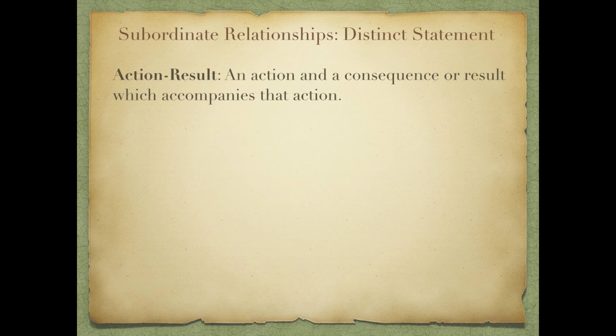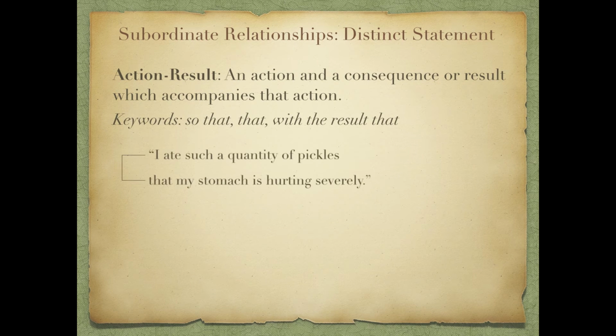Next is action result. This is an action and a consequence or result which accompanies the action. Okay? Keywords include so that, or with the result that. How about this as an example? I ate such a quantity of pickles that my stomach is hurting severely. Okay, so I have the action, me eating the quantity of pickles, and now the result that comes from that, my stomach is hurting severely. Or this well-known example from Scripture, God so loved the world that he gave his one and only Son. This would be an action and a result which accompanies that action.